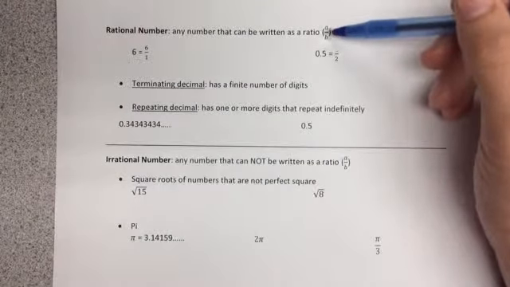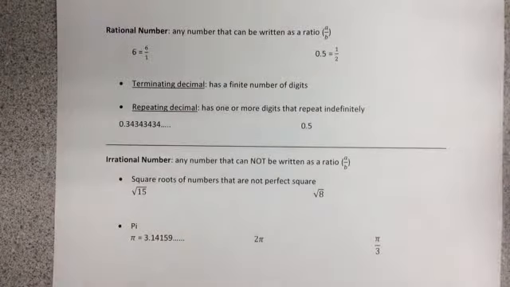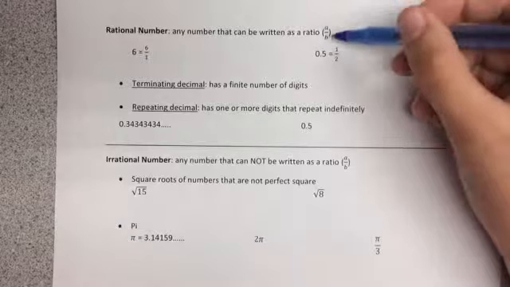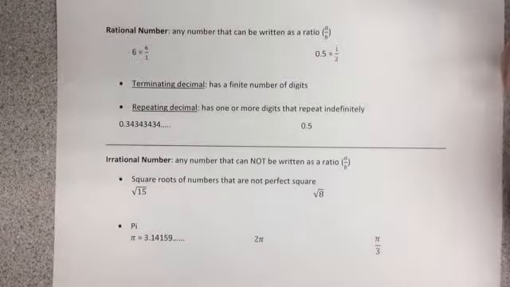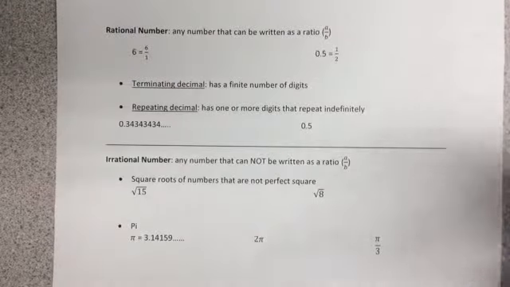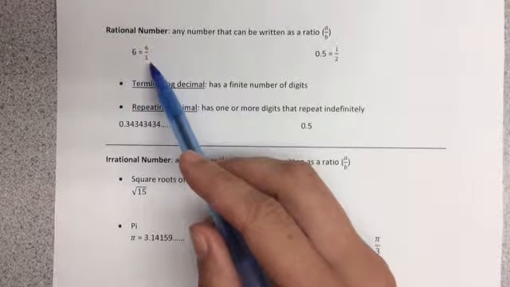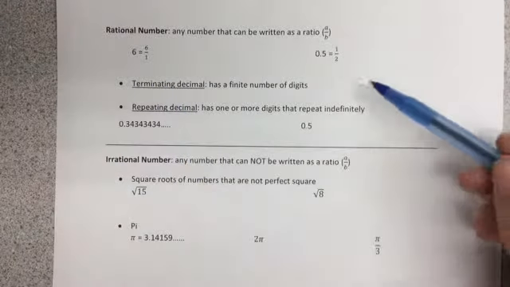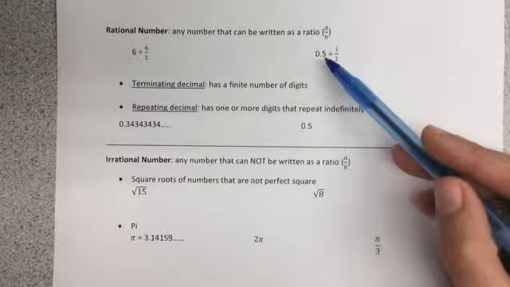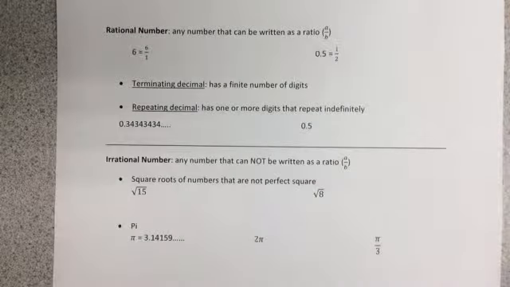You'll have an integer a and an integer b. These can be anything except for 0. A can be 0, but b, you cannot have a 0 in your denominator. So any number that can be written as a ratio or fraction is a rational number. For example, you have the whole number 6. This can be written as 6 over 1, which is a ratio. If you have the decimal 0.5, this can be written as a ratio 1/2 or 1 over 2.